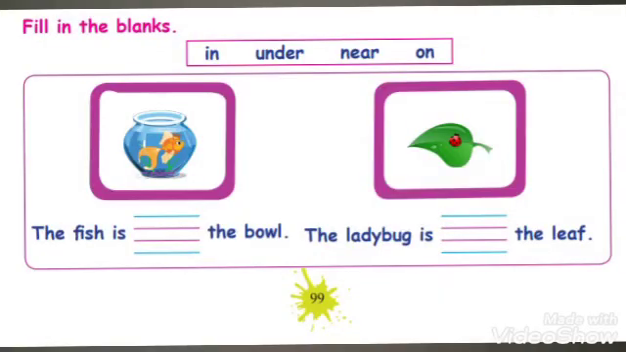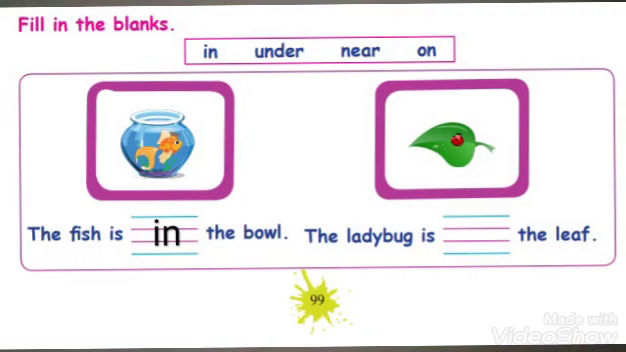Exercise number 2. Fill in the blanks. The options given are in, under, near, on. First sentence. The fish is dash the bowl. Look at the picture. Where is the fish? The fish is inside the bowl. So, which one is the correct answer? In. The fish is in the bowl.